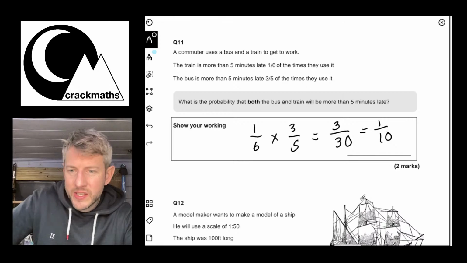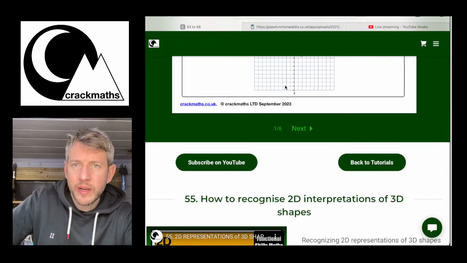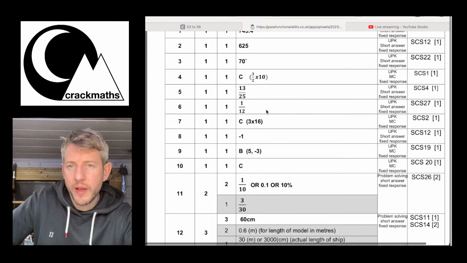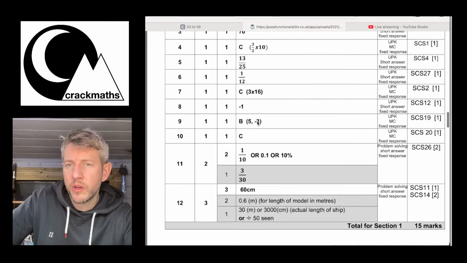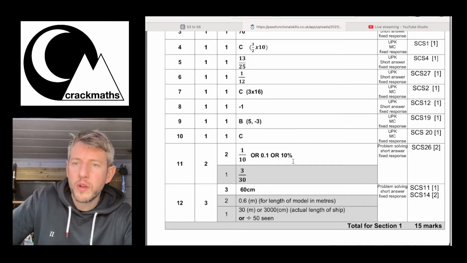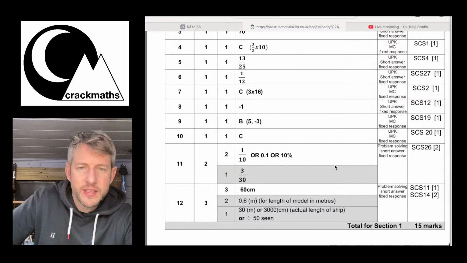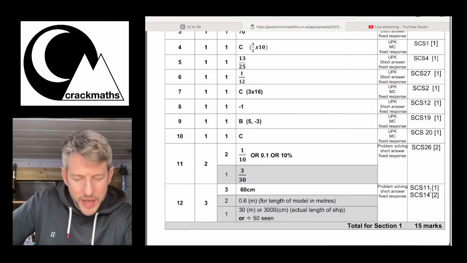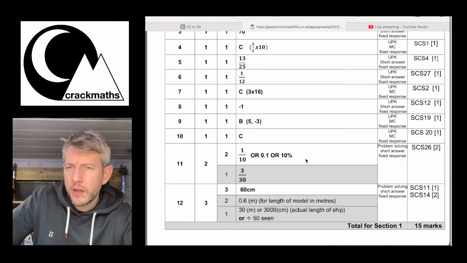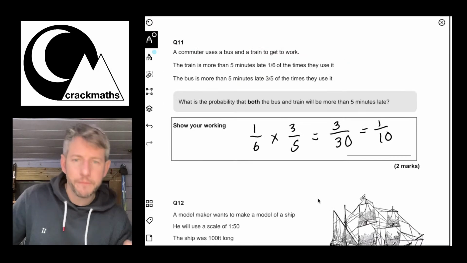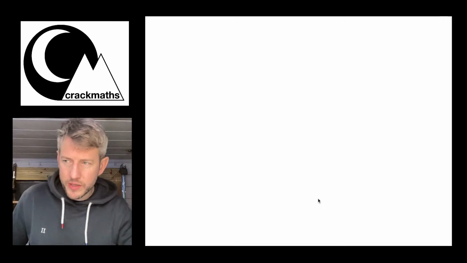Okay, so we've gone through a lot of answers recently. Let's quickly check everything in the mark scheme. So there we go, 13/25, that was right. C, yep, -1, yep. Here we go, 1/10. Oh, you actually only got 1 mark for doing 3/30. I didn't see them saying in this paper that you had to simplify your answer, but they clearly wanted that. They wanted you to simplify that fraction. That is interesting.